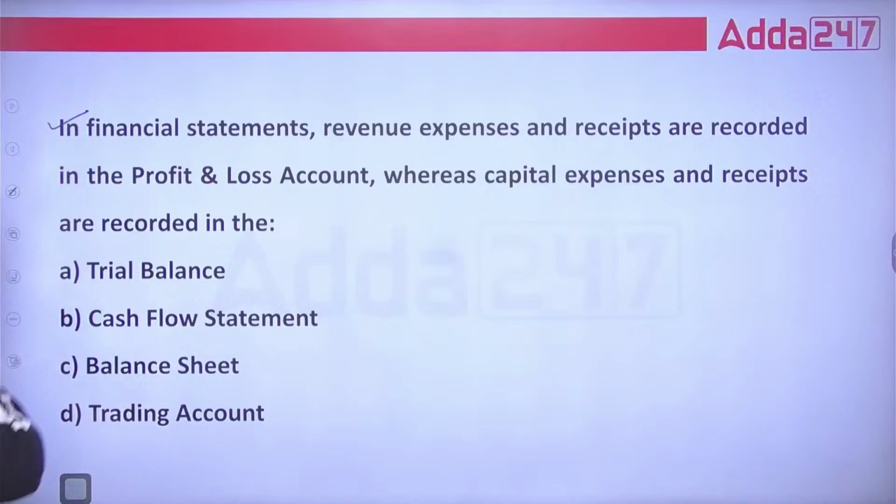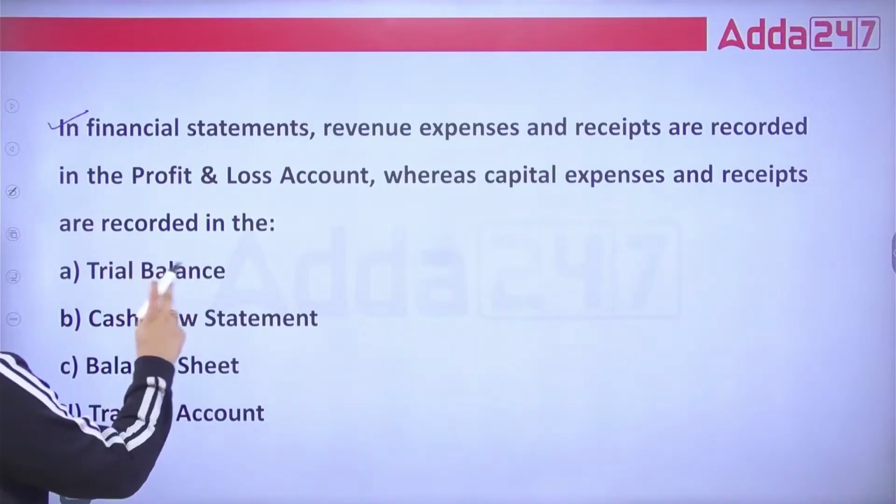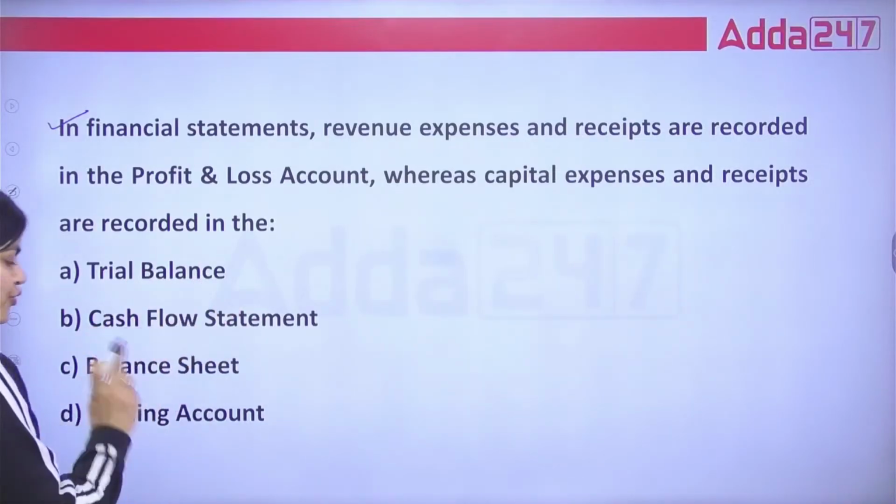Then, in financial statements, revenue expenditure and receipts are recorded in the profit and loss account, whereas capital expenses and receipts are recorded in trial balance, cash flow, balance sheet, trading account.